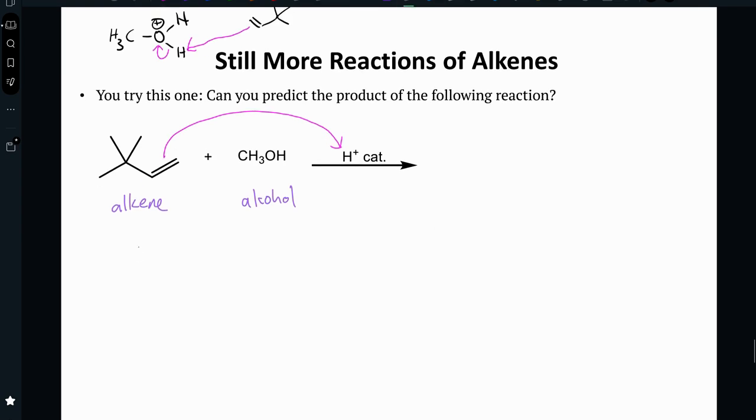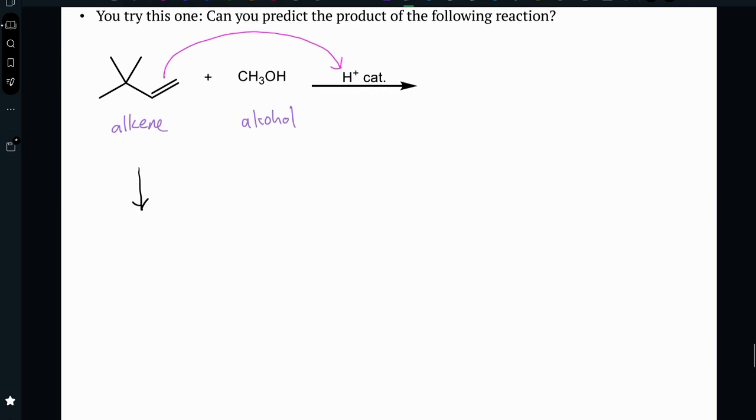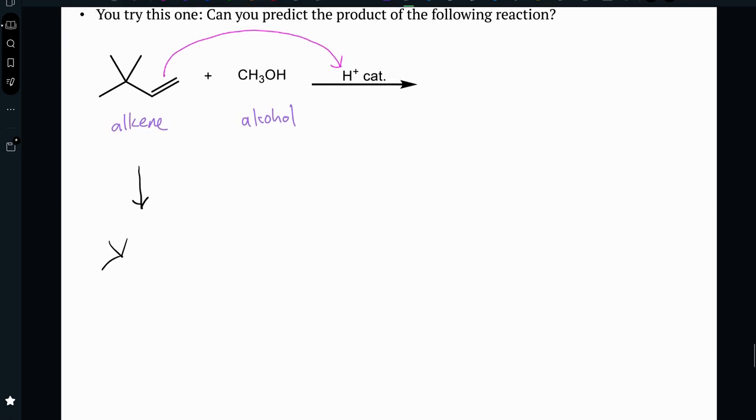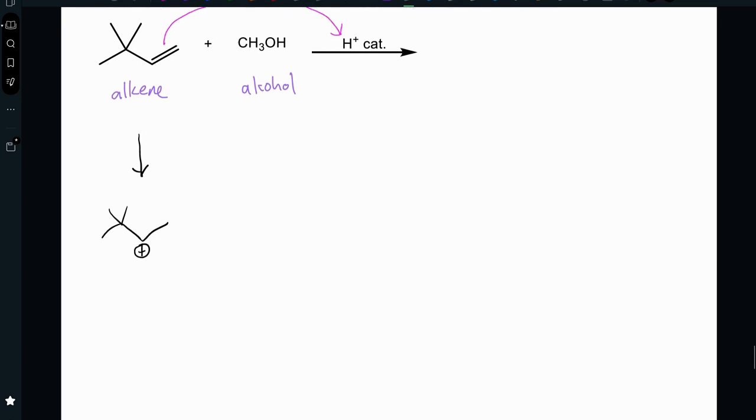So in that first step, I have a choice between a primary or a secondary carbocation. I'm going to choose secondary because that's more substituted. That'll be a less unstable carbocation. And you might have at that point decided, okay, I'm going to react that carbocation with the closest nucleophile, which in this case is methanol.